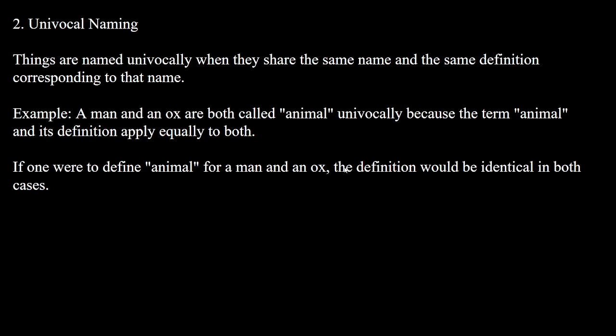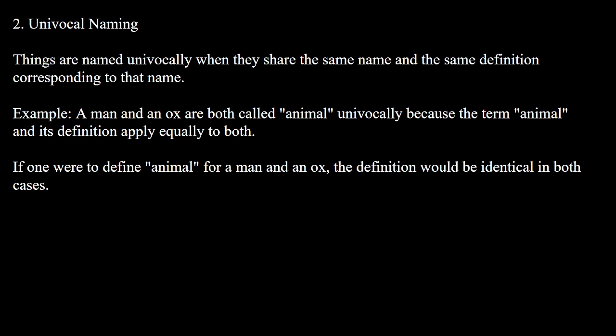Second, univocal naming. Things are named univocally when they share the same name and the same definition corresponding to that name. For example, the differentia is predicated univocally. When we say that Socrates is rational, and humans are rational, the term rational, which is a differentiator that separates humans from other species, is the same in the sentence Plato is rational.